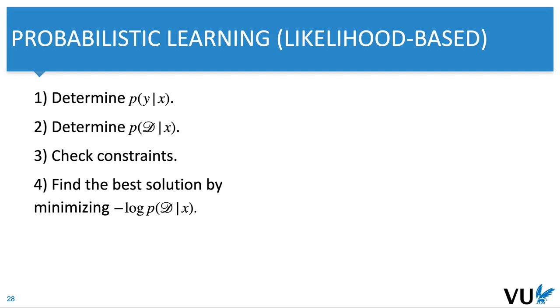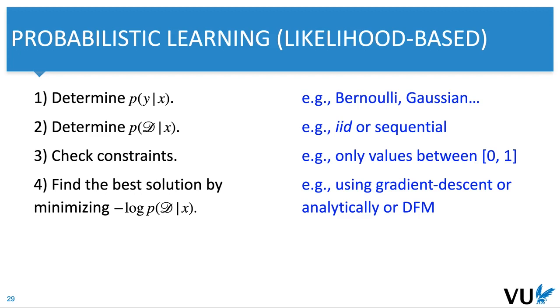Okay, so please remember this very simple example of tossing a coin, because it will reappear almost everywhere in machine learning and also computational or artificial intelligence. So we can take, for instance, Bernoulli distribution, Gaussian. It could be conditional, like in neural networks, so that for a given image we want to predict some label and so on. Log likelihood: is it IID or some sequential constraints? Maybe this needs to be between 0 and 1 or something else. And then we can use some gradient descent or analytical solution or some derivative-free methods.